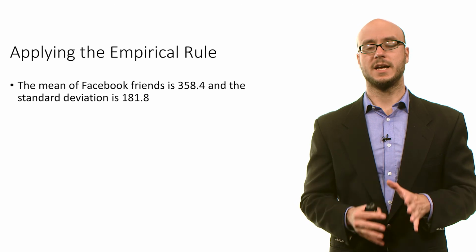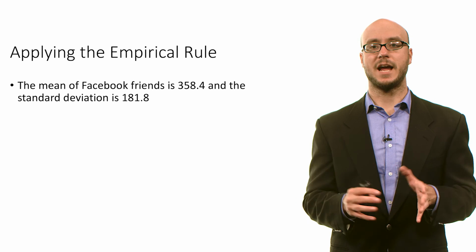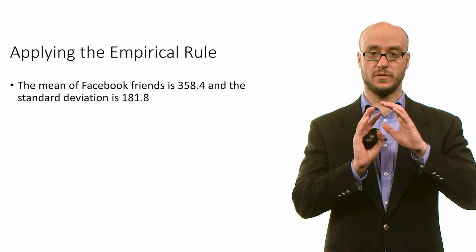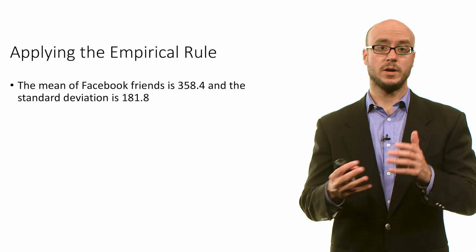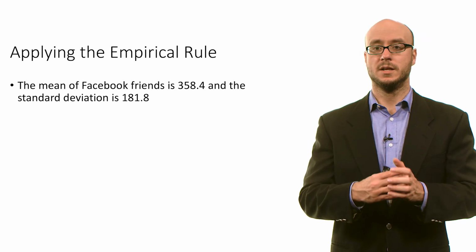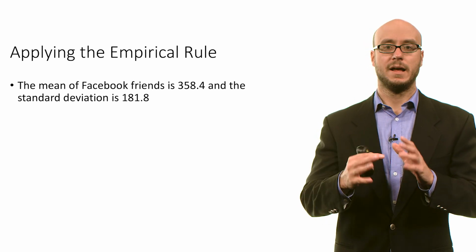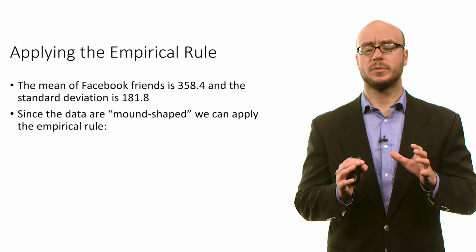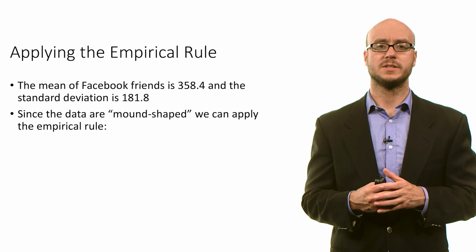We know in this data set that the mean number of Facebook friends is roughly 358, and the standard deviation is 181. So first off, using the rule of thumb that you want to understand spread compared to the mean, you can say, okay, the standard deviation, there's some moderate amount of spread. It's not completely spread out, but there's some degree of spread. The standard deviation is about half that of the mean. But we want to use the empirical rule to further understand what's going on with this set of data.